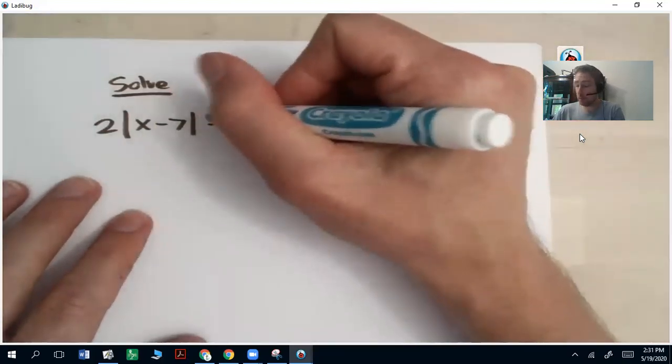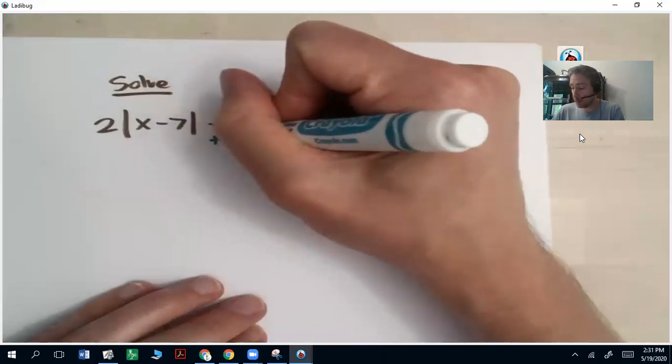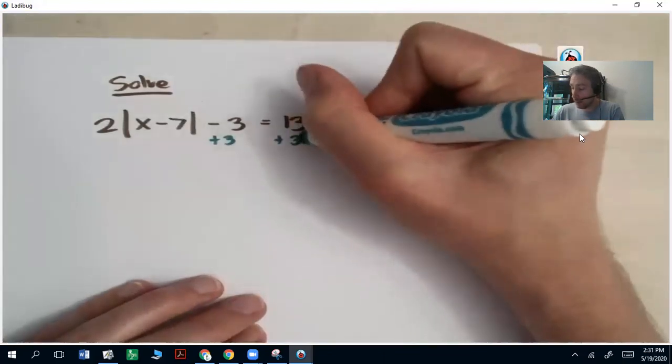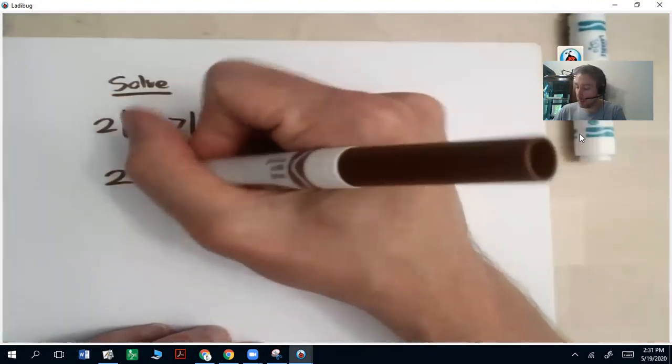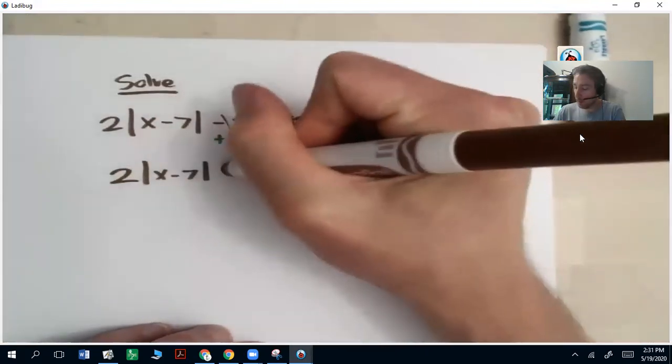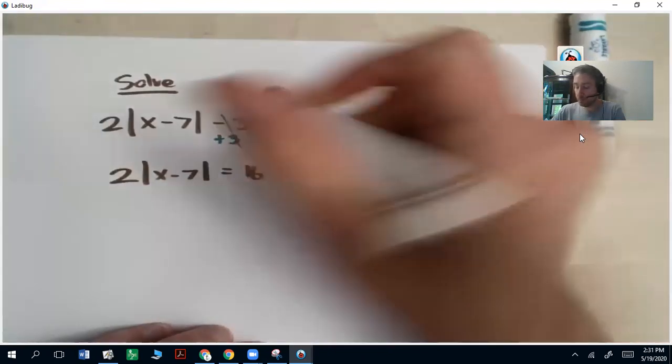In this case, I have -3. So I want to undo that by adding 3 to both sides. So I'm going to add 3 to my 13, and that's going to give me 16. That'll cancel that out. So 2 times the absolute value of x minus 7 is equal to 16.